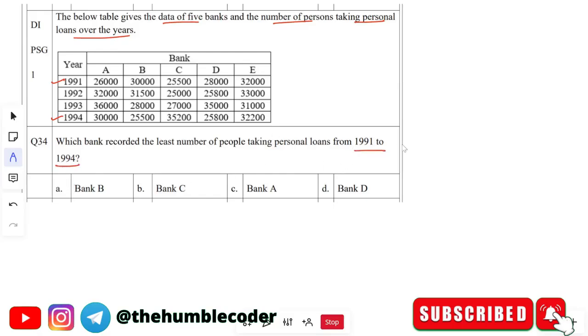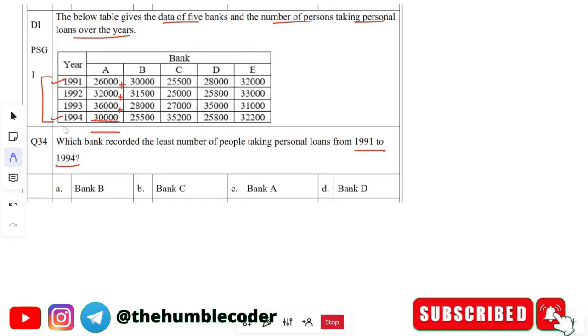So guys, understand that the range given to us is the complete range only. Now out of this we have to tell which of the banks has the least number of people who have taken the loan. Okay, so how can we find that? See, we have to find the number of people taking loans from all the banks. Okay, like we have to sum all these values. Then we will get the number of people from 1991 to 1994 who have taken the loan from this bank. In this way, for B bank, C bank, D bank and E bank we have to do.